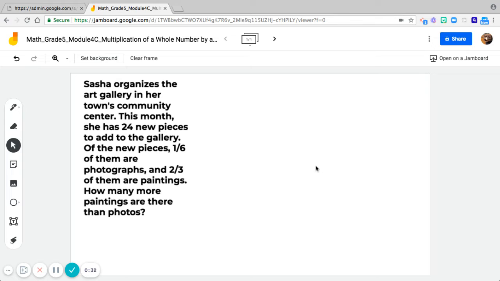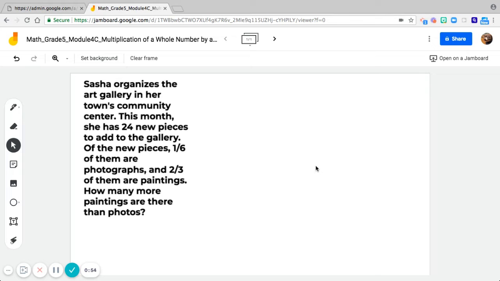So the first read is the read that I will do on my own. I will read to you all the stem of the problem. And while I am reading the stem of the problem, I want you all to pay very close attention to the information that I will be reading to you. Okay? All right, so let's get ready.